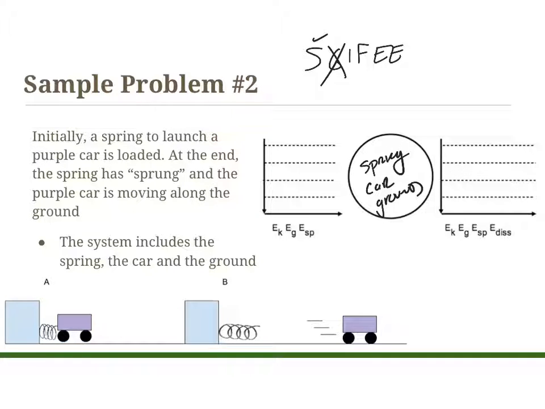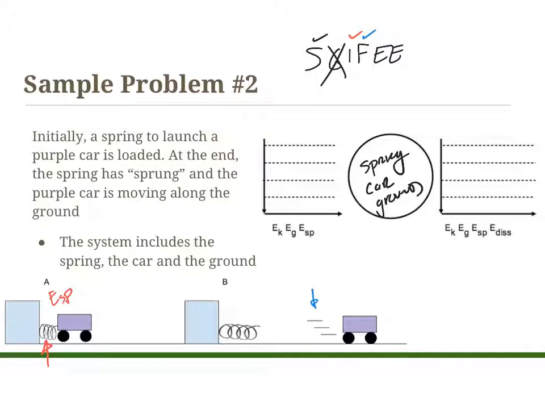Okay, so now initial energy is this part right here, the compressed spring, and because it's a compressed spring, I'm going to say that it's spring energy. The final energy is the car moving, and I see that right here, so I know what my final energy is. So now I need to make sure that my energies are equal to one another, because the car is moving at this particular point in time.